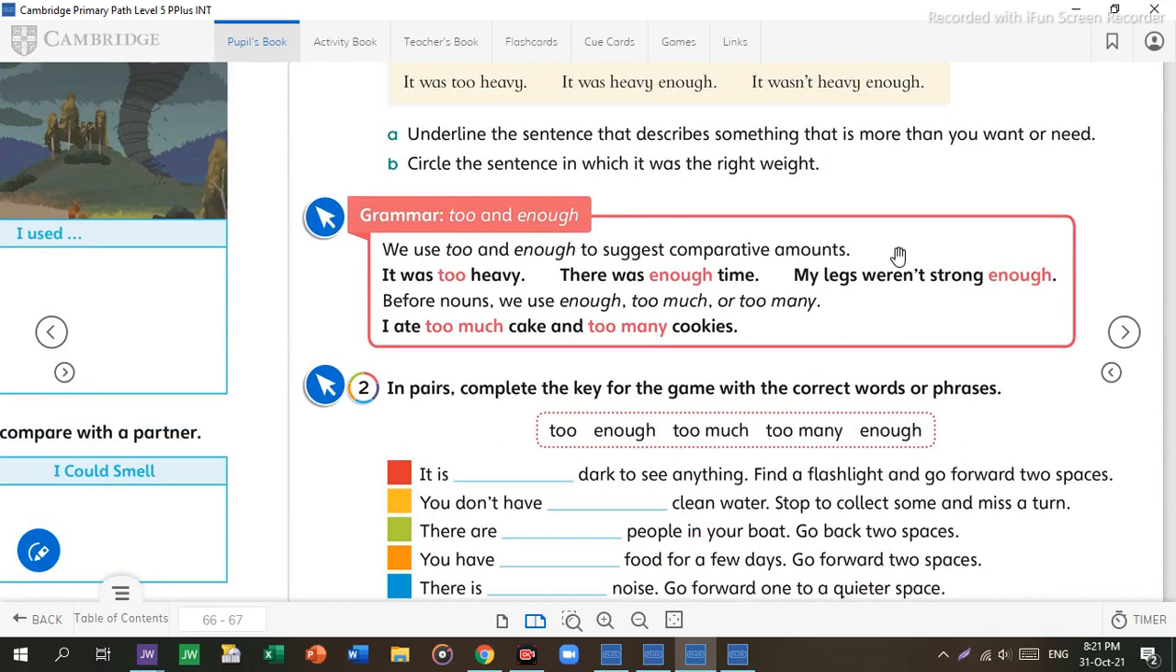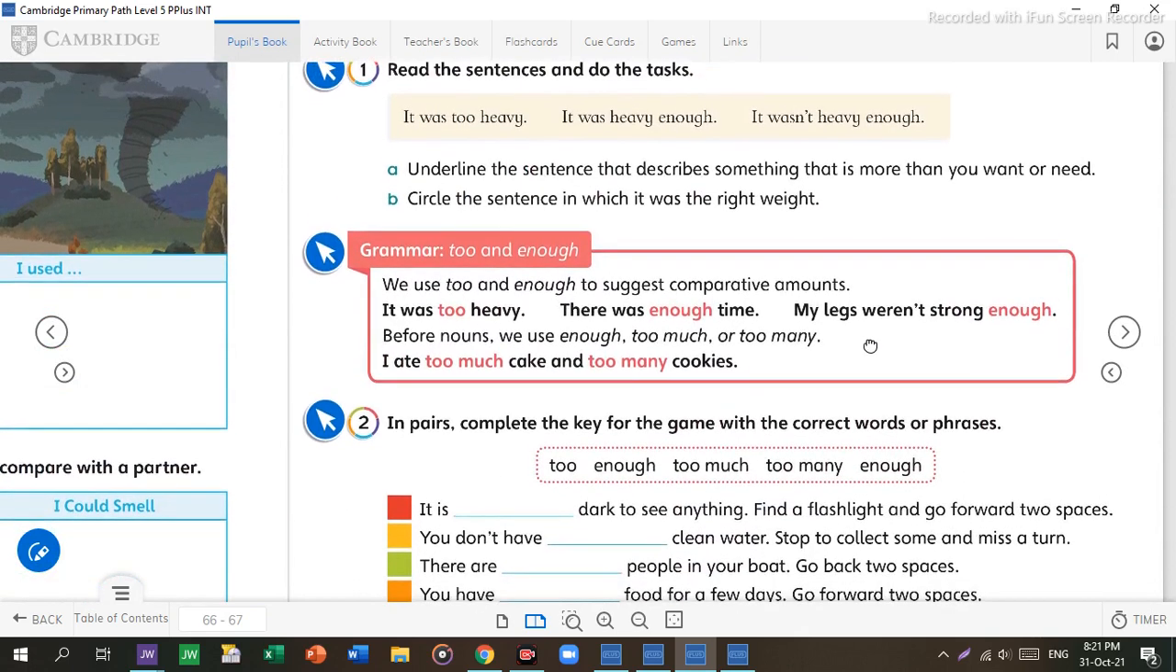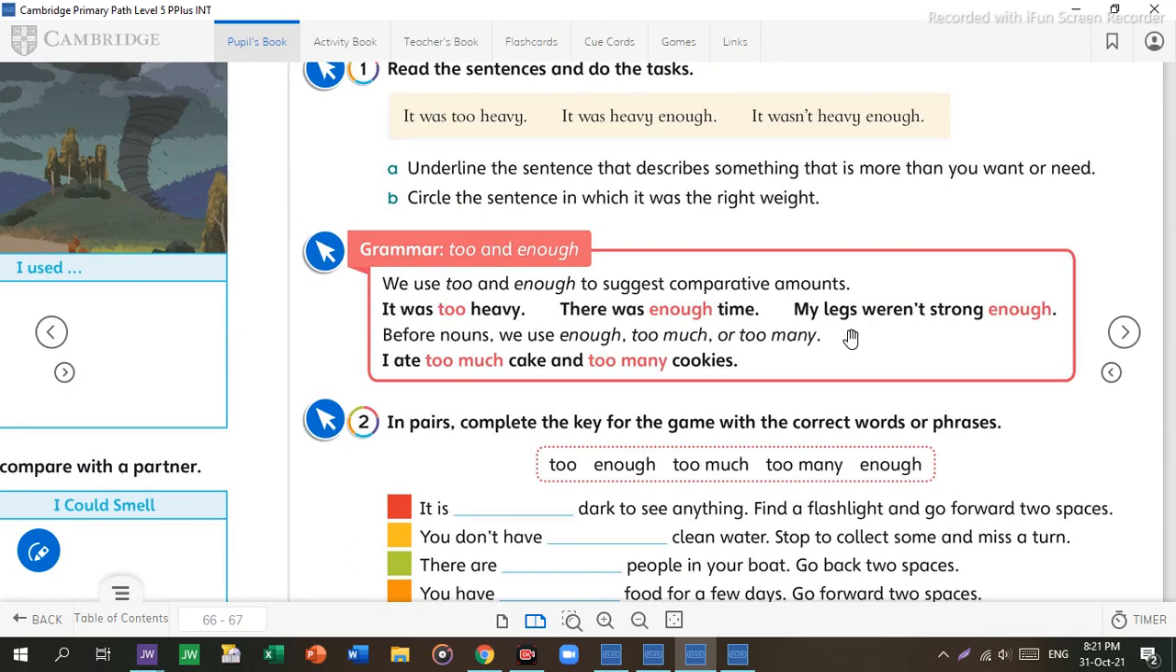Too, when you are using too, okay, it is talking about comparative amounts. It's something that you compare things about. But when you're using too, you're using something that is more or less. If the sentence is negative, that means it's less. If the sentence is positive, that means it's more.